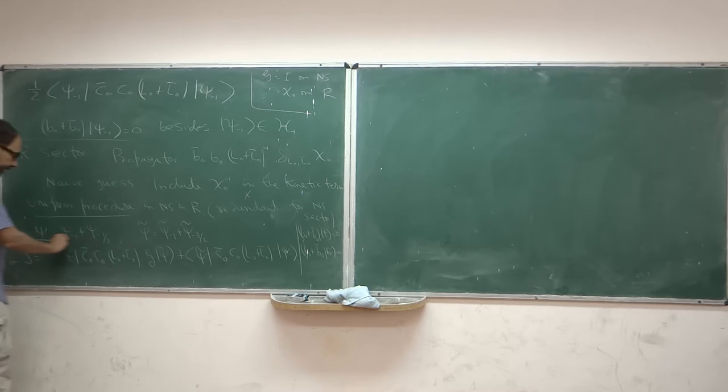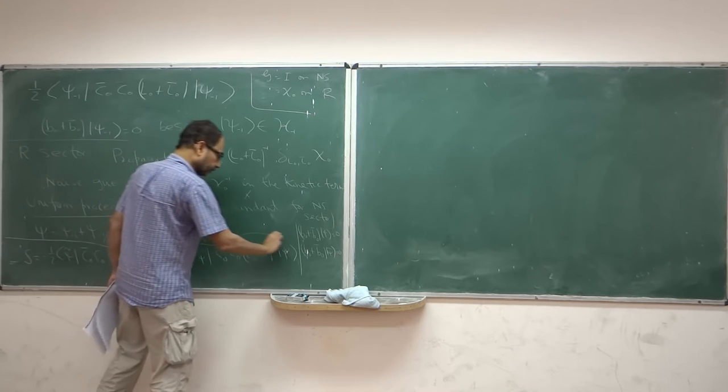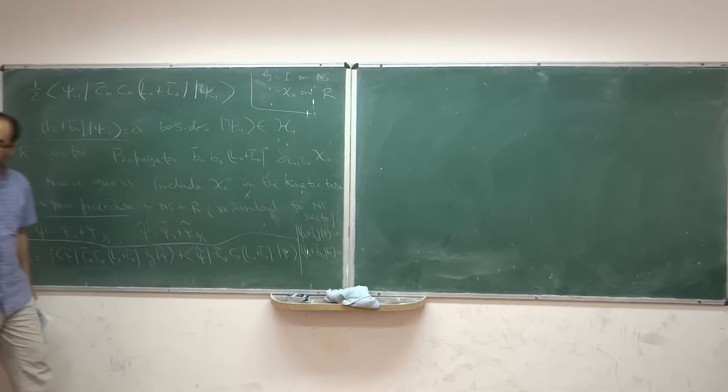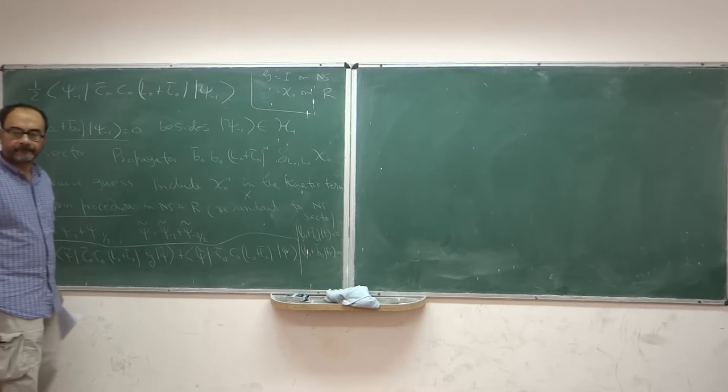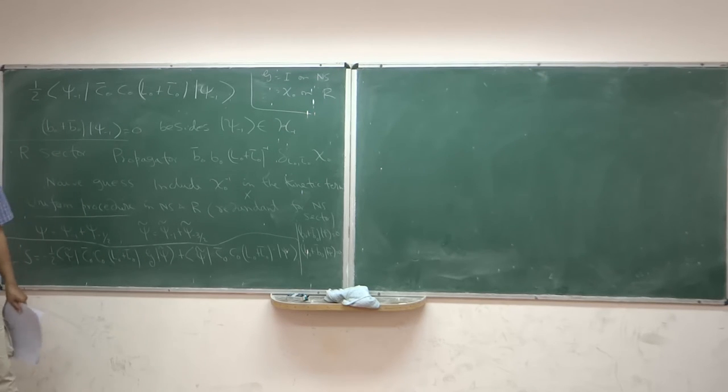This one is a full static term that includes NS and R both. And the interaction terms will be exactly as we wrote down last time, with no psi tilde in the interaction. The interaction term was written in terms of psi, and we are going to use exactly the same interaction term, which basically means that the psi tilde appears only in the kinetic term, not in the interaction. That's going to be important. Is this clear?